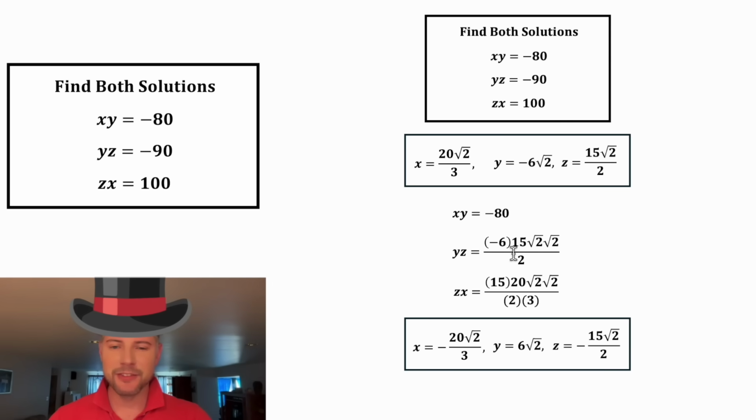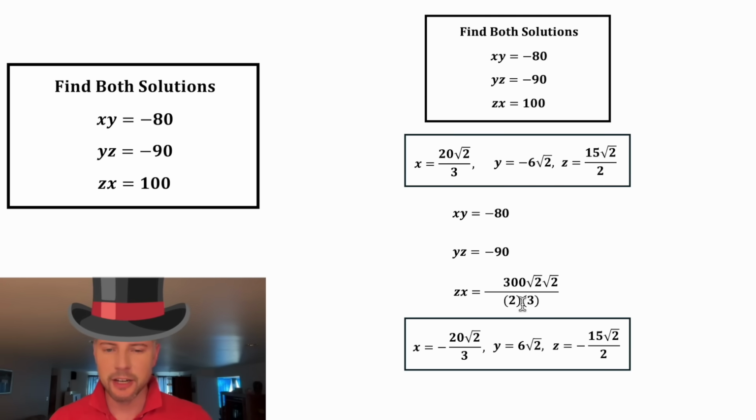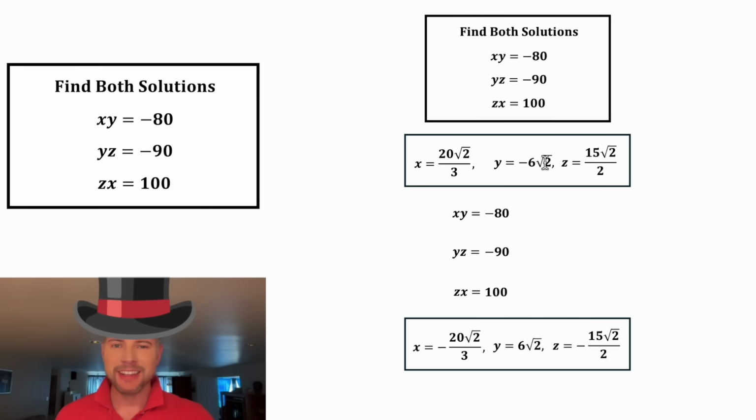For the next one, negative 6 times 15 is equal to negative 90. And root 2 times root 2 is 2. And then this 2 on top and this 2 on bottom can cancel each other out, leaving us with negative 90. And this one also matches. And then for the last one, 15 times 20 is equal to 300. Root 2 times root 2 is 2. And then this 2 on top and this 2 on bottom can cancel each other out. And the 300 over 3 is equal to 100. And these two match, so the first solution checks out.